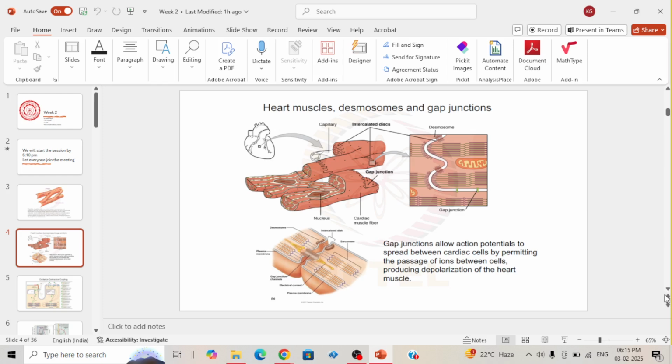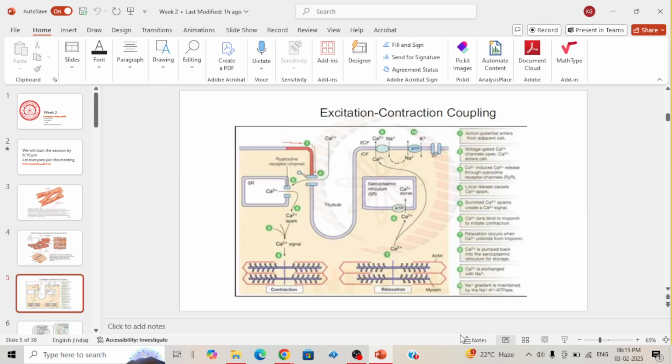Next is the excitation contraction coupling. If you have listened to the lectures properly, and if you remember the skeletal muscle contraction part, you must be familiar with the term T tubules. Here also we have T tubules, but here the T tubules are actually 5 times larger than the T tubules present in the skeletal muscles. In the skeletal muscles, the T tubules were thinner compared to the ones present here.